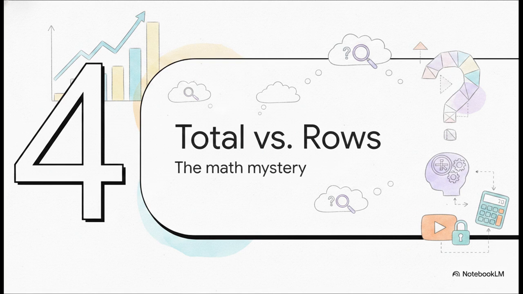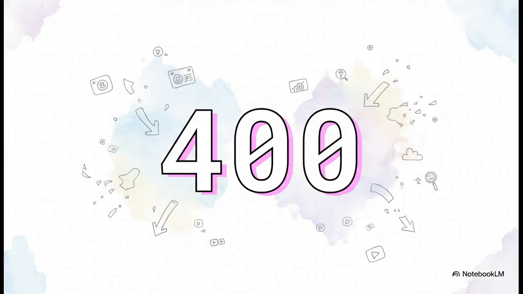Now, what's really interesting about this next part, Section 4, total versus rows, let's solve this math mystery. Imagine you're looking at your dashboard and the math just doesn't seem to add up. You have 400 views that seemingly evaporated into thin air. Where in the world did they go?